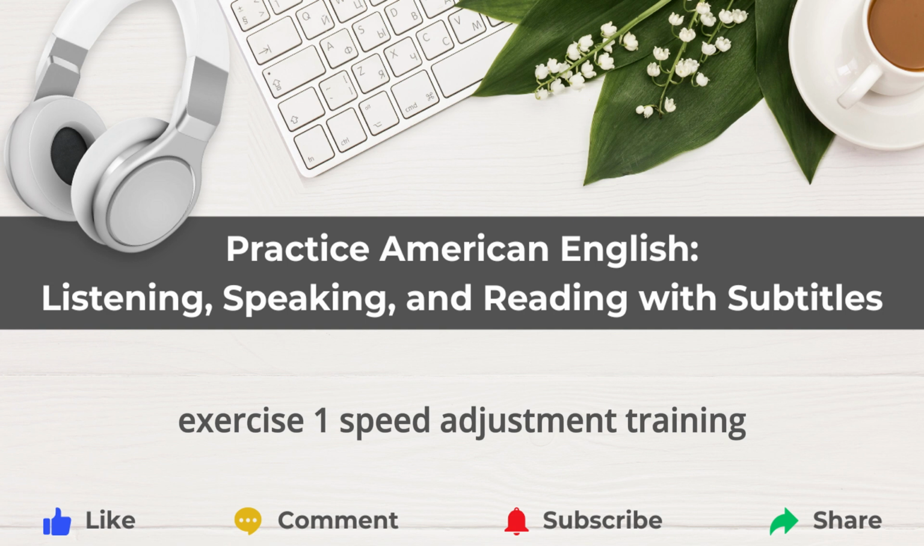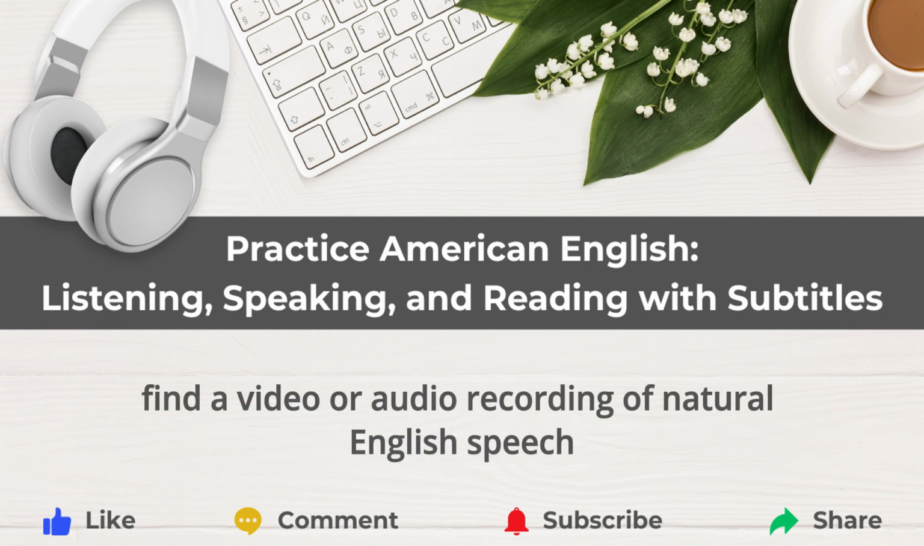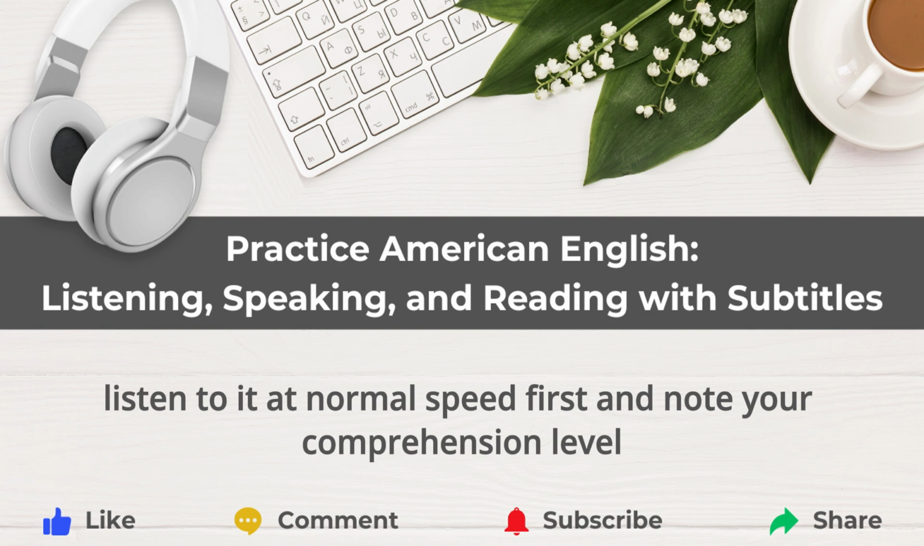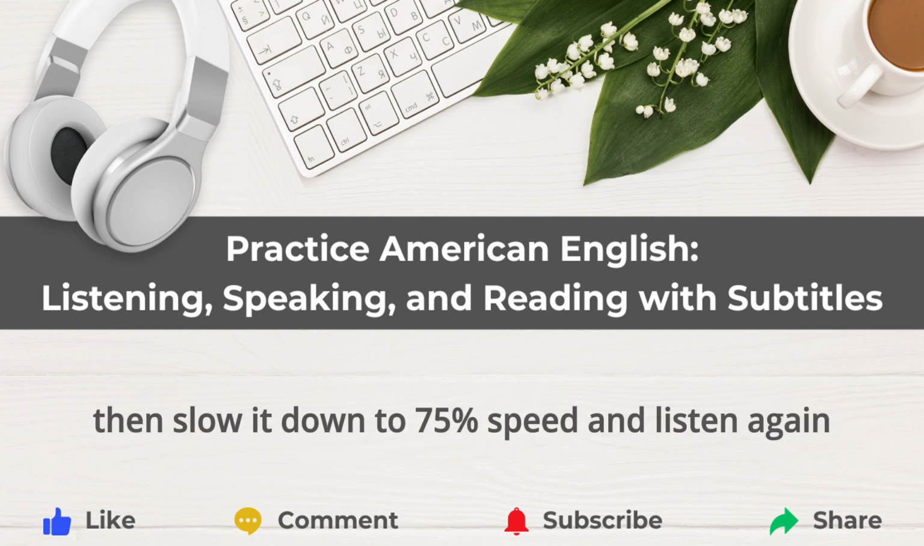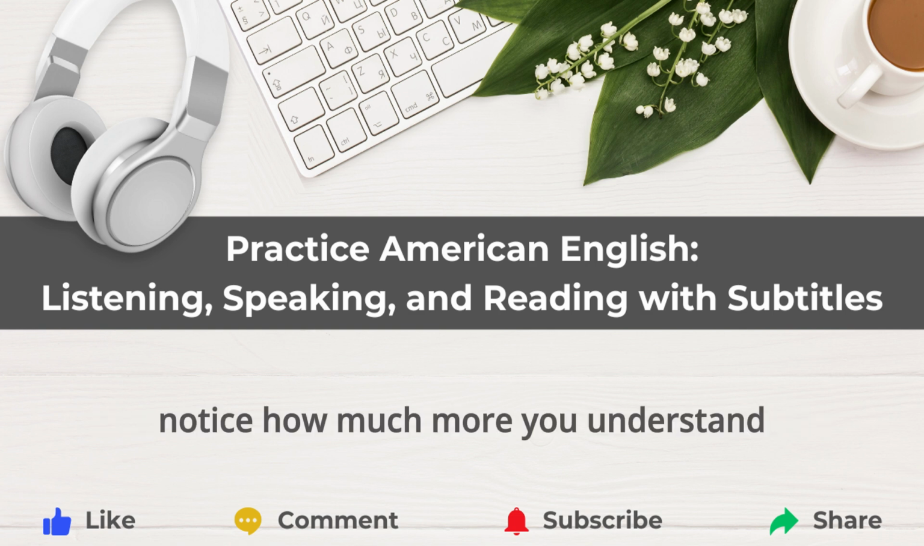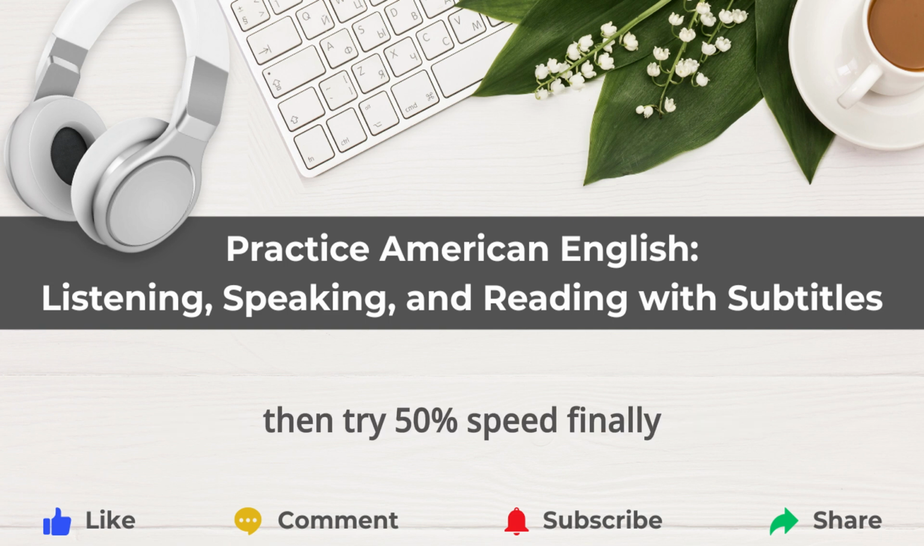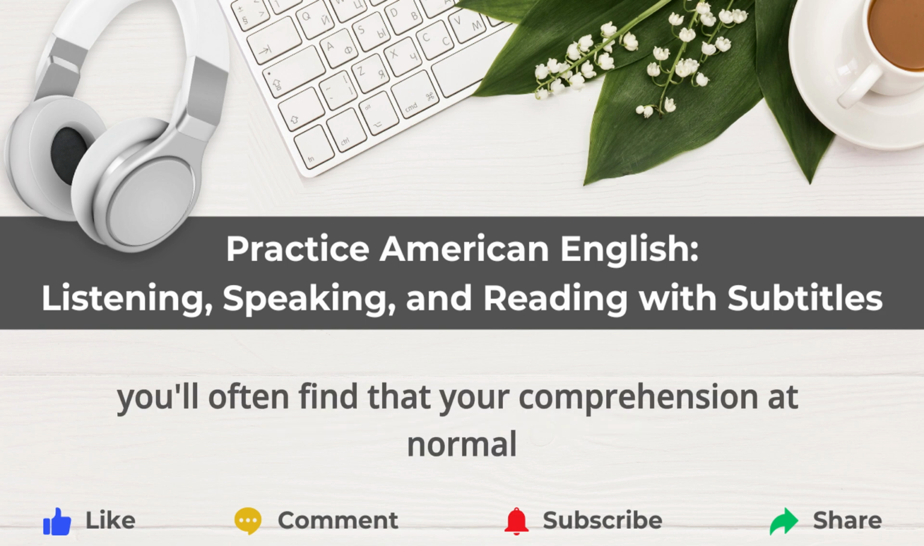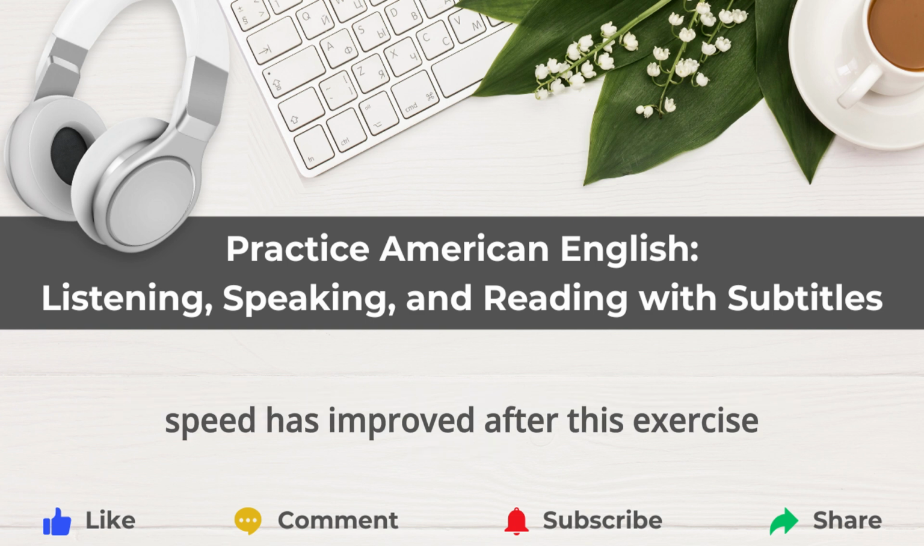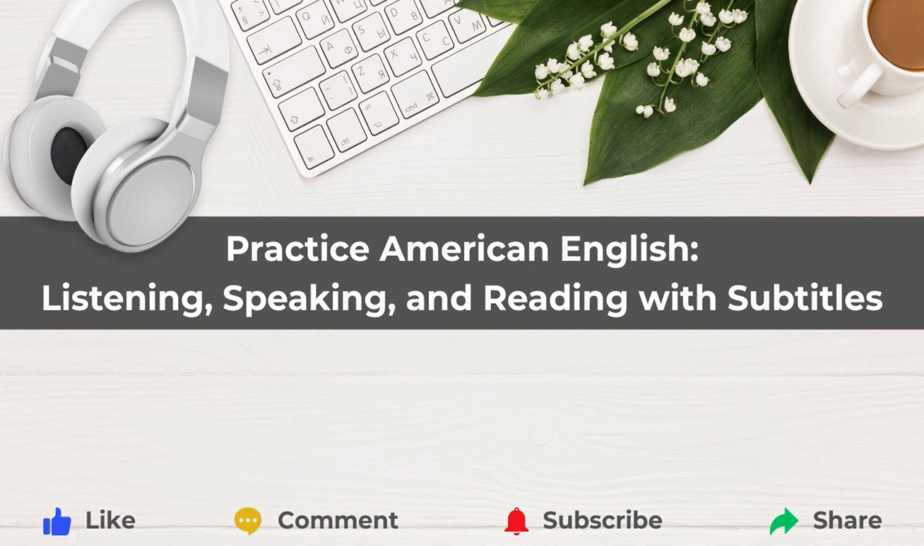Exercise 1. Speed Adjustment Training. Find a video or audio recording of natural English speech. Listen to it at normal speed first and note your comprehension level. Then slow it down to 75% speed and listen again. Notice how much more you understand. Then try 50% speed. Finally, return to normal speed. You'll often find that your comprehension at normal speed has improved after this exercise.